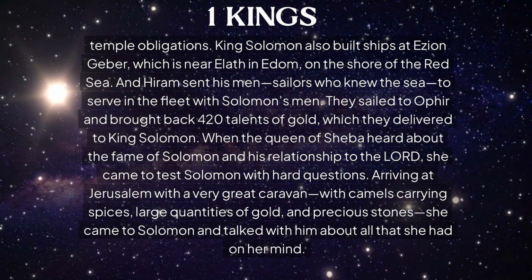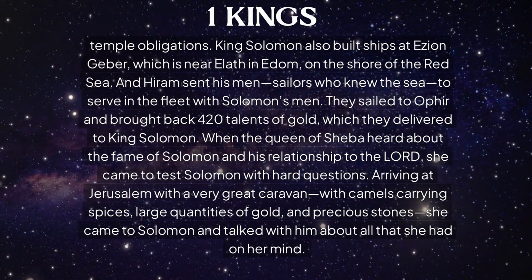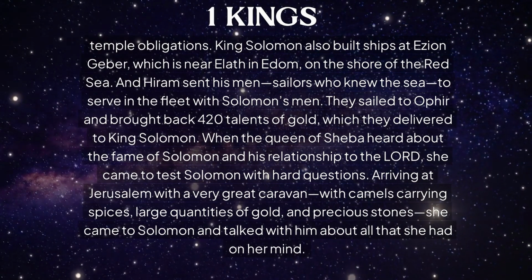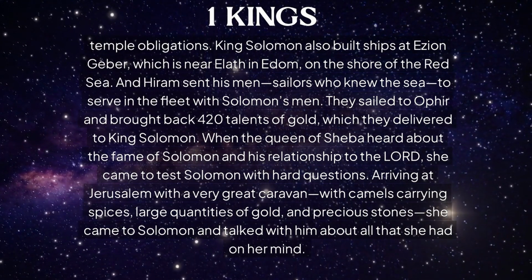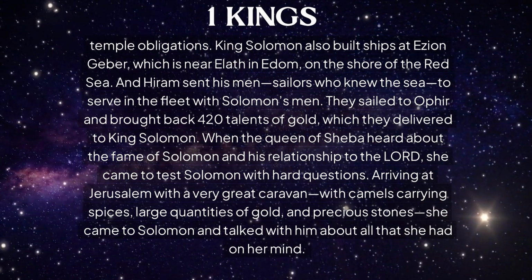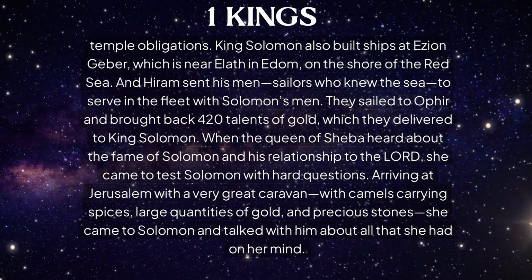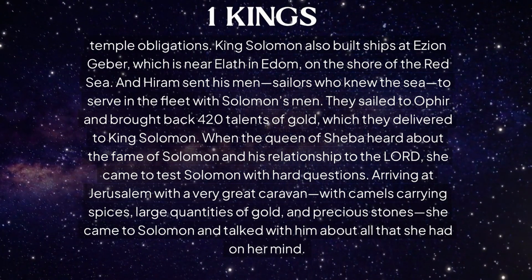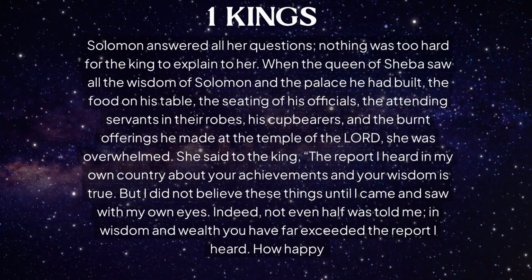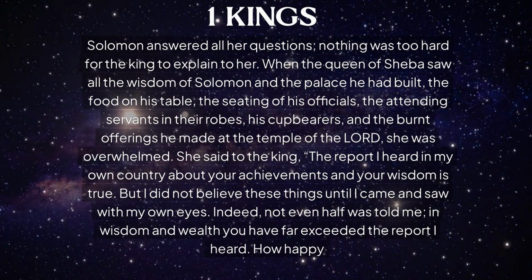When the Queen of Sheba heard about the fame of Solomon and his relationship to the Lord, she came to test Solomon with hard questions. Arriving at Jerusalem with a very great caravan, with camels carrying spices, large quantities of gold, and precious stones, she came to Solomon and talked with him about all that she had on her mind. Solomon answered all her questions. Nothing was too hard for the king to explain to her.